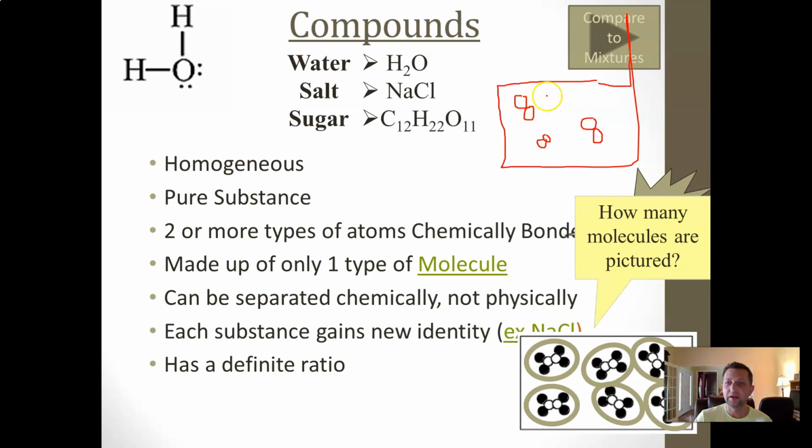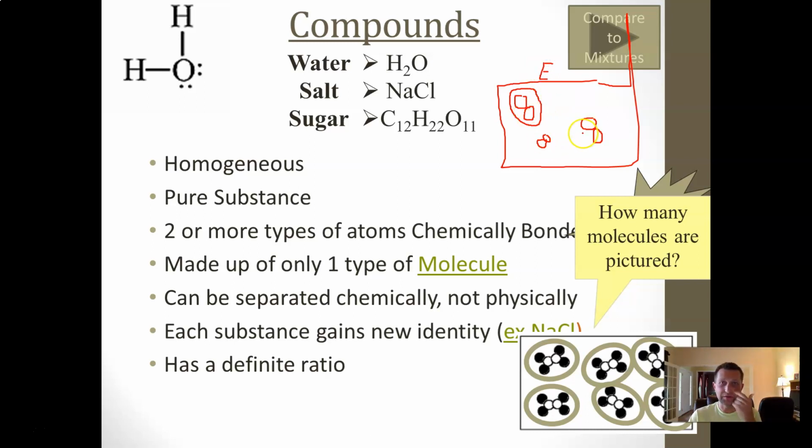How many molecules are in this picture that I just drew? Well, there are 3. I have 3 molecules here. So do I have a compound? Well, no, because every single atom here, like in this molecule right here, both atoms are the same. So what do I classify that as? This is an element.